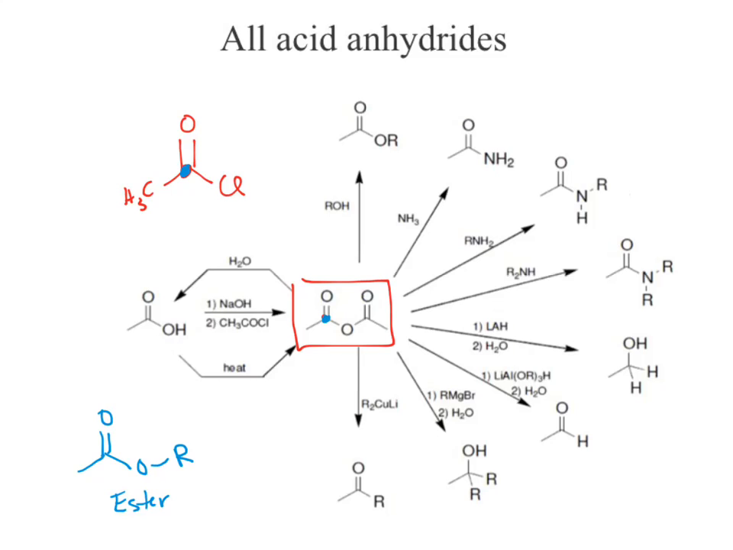Has to do with the stability of your products. Chloride is a fantastic leaving group, and the leaving group in the case of the acid anhydride is a carboxylate, which has resonance stabilization. Both of those generate really, really good leaving groups. Both of those species are extremely reactive.